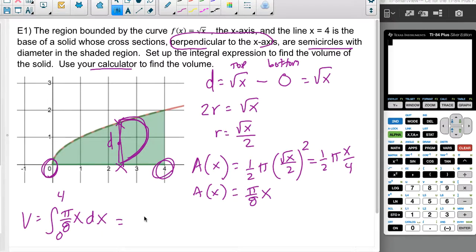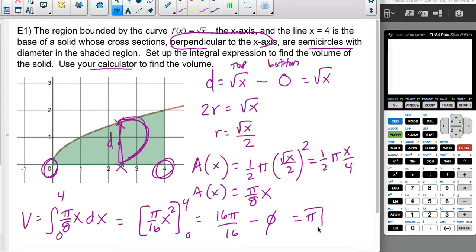If you did this one by hand, you're going to get that this is pi over 16 x squared, right? Because you'd be dividing by 2. So you'd get 16 pi over 16 minus 0. So you're just going to get that the answer is pi. Now we're going to check it in a calculator anyway, right?